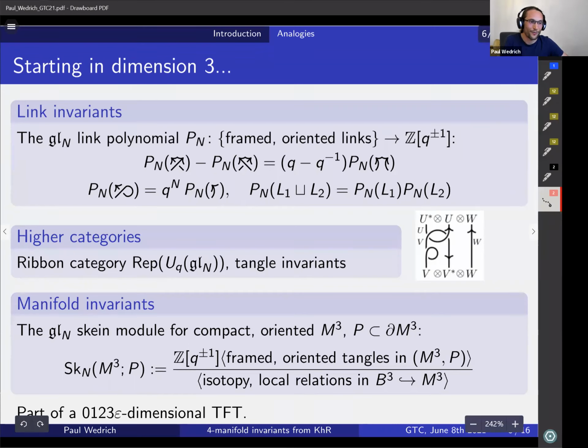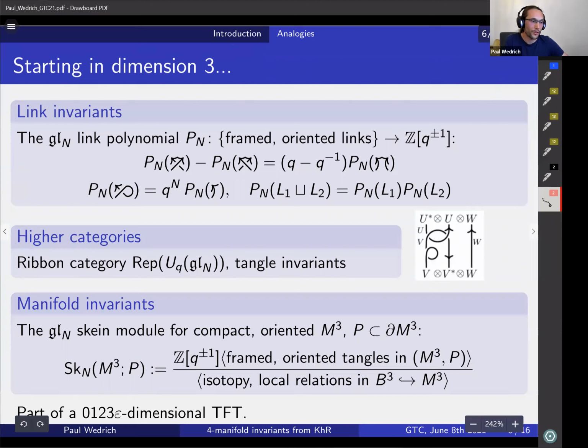So for example, if you know how to compute in the ribbon category, then you can take a link diagram, and it will give you an intertwiner from the trivial representation of UQGLN to the trivial representation. That's just multiplication by an element in the ground ring. Well, and that element is just the value of this polynomial on the link diagram.